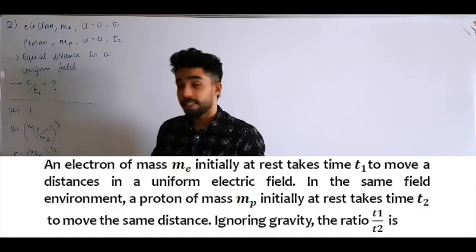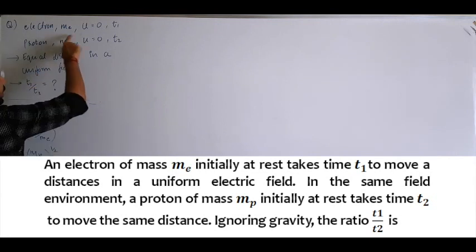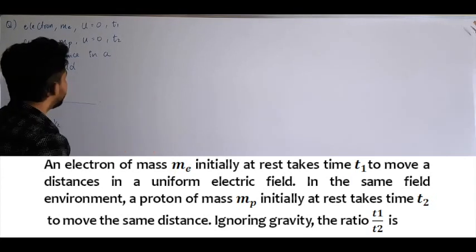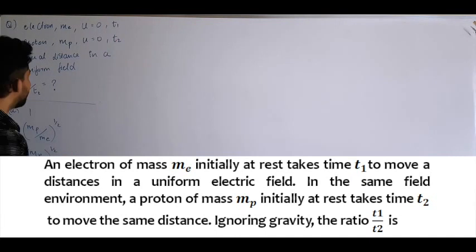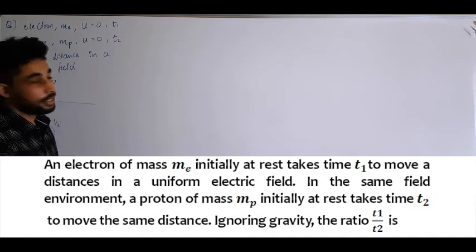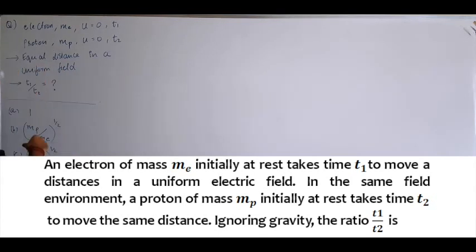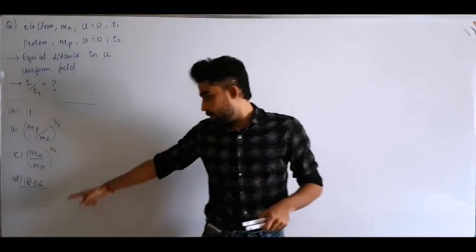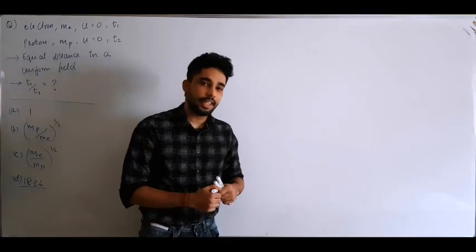Let's get into today's question. So here we have an electron of mass me. Initially it is at rest and they are telling that it is going a distance d in an electric field, and it is going that distance in time t1. And also we have a proton of mass mp, initially at rest, and it is going the same distance d in time t2. So they have asked us to find the ratio of t1 and t2, and we have the options here. So let's try to understand it.